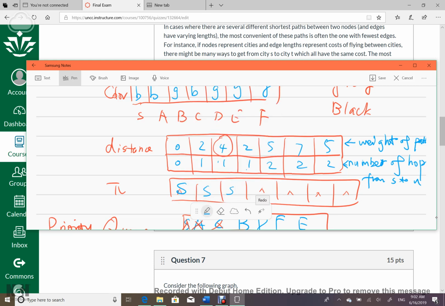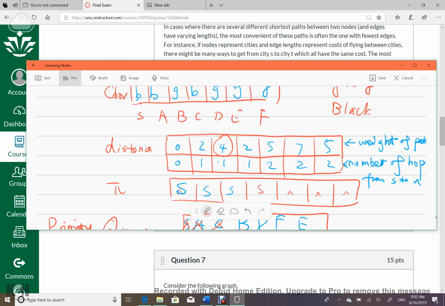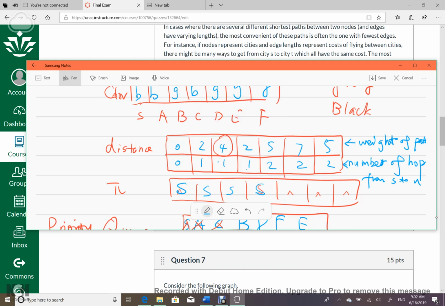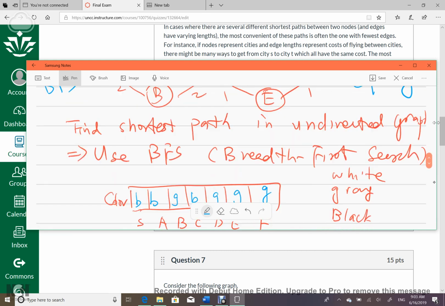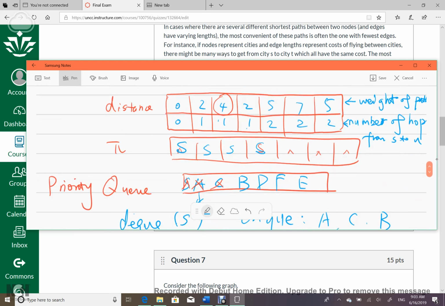S. This order should be S, right? And this one, you are not decided that. It's supposed to be C, but that's C.